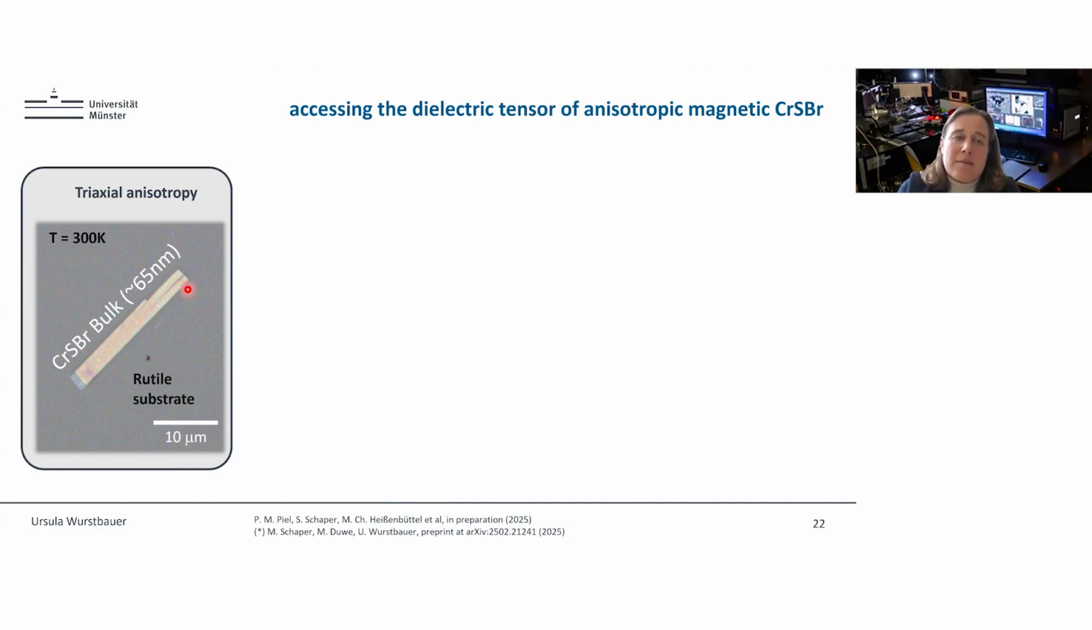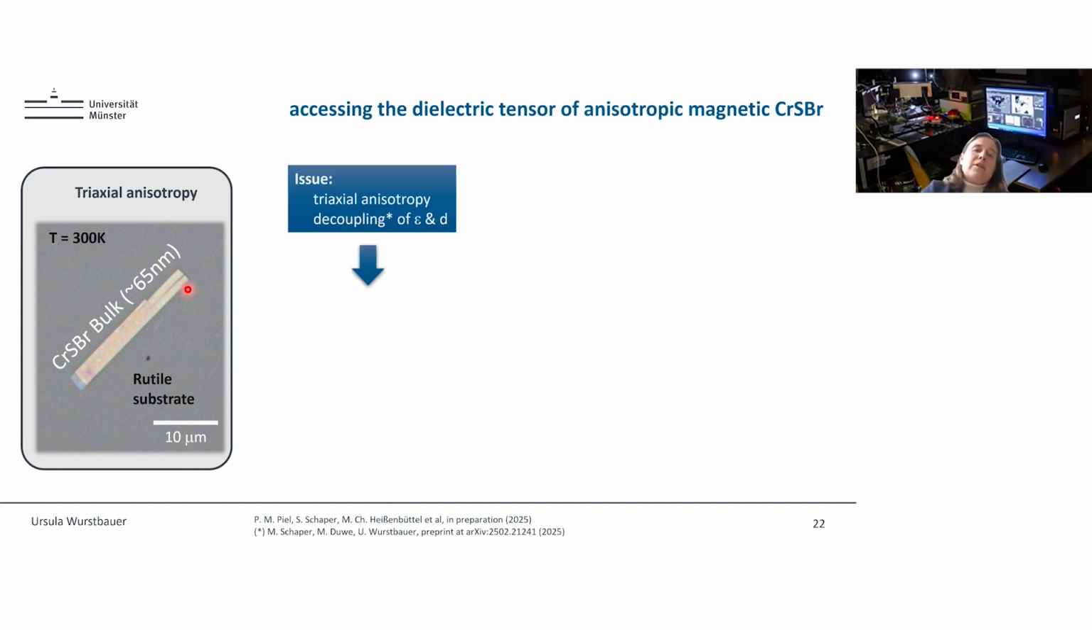We have a triaxial magnetic anisotropy, and exactly as we expect, we also have an anisotropy in the dielectric function. And it's typically an issue that, for these very thin materials with thicknesses below 10 nanometers, the thickness and the dielectric properties are coupled. So meaning it's really hard to decouple both of them.